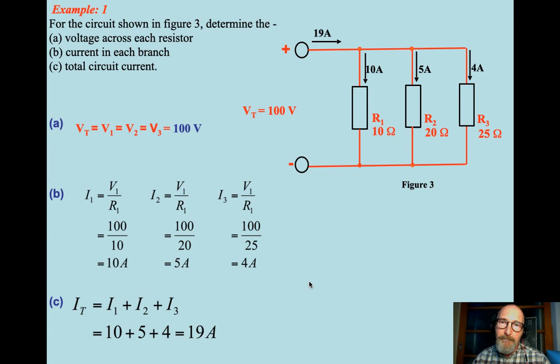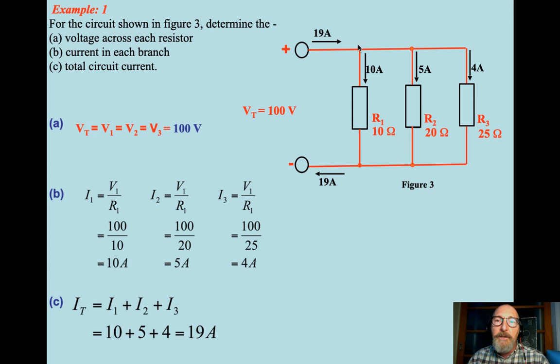Okay, and of course, if 19 amps is flowing in, 19 amps is flowing back out. So it would not matter if you put your current meter there, broke the circuit and put a current meter there, you'll measure 19 amps. Break the circuit, put it there, you'll measure 19 amps. Break the circuit there, you'll measure... no, you won't measure 19 amps. If you break the circuit there, how much will you measure?